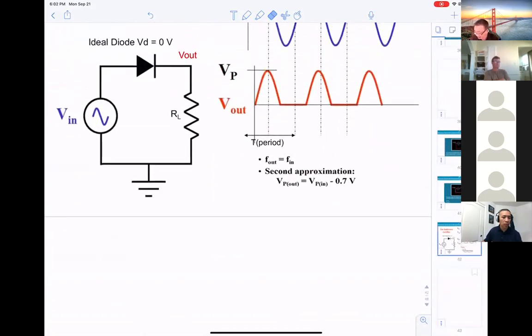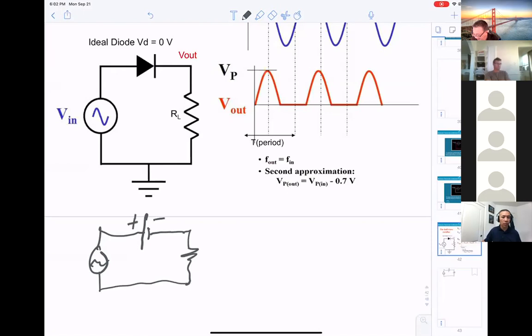Okay, let's see. I'll redraw that one. When you get a sine wave coming in, now, the diode, you say it's on. No more diode. You substitute the diode by the battery. Positive here, negative here, 0.7 volt. You see that? The thing is, you said the diode is on.